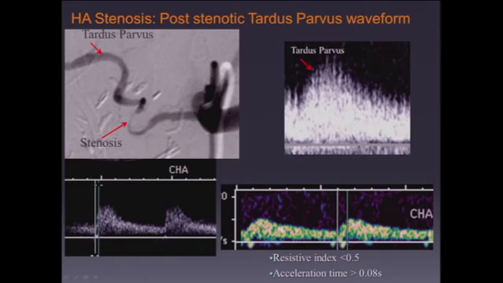The acceleration time is the time it takes from the start of systole to the point where it starts to flatten off over here. So in hepatic artery stenosis, the acceleration time, the time it takes to reach maximum velocity, is prolonged. The resistive index is lowered. And in this patient, this waveform was obtained at this point here, marked by this small red arrow. The stenosis is shown by this narrowed area here more proximally, but the tardus parvus waveform is seen distal to the point of stenosis.